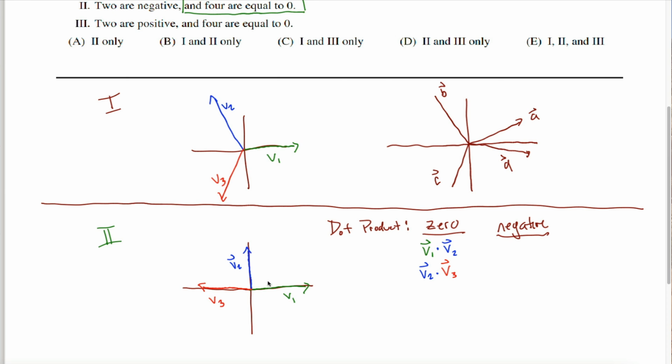I think that's obtuse. What I need to do is add one more vector that gives me 2 more dot products that are equal to 0 and 1 more dot product that's negative. Can you think of how to do so? What if we threw v4 on the negative y-axis?